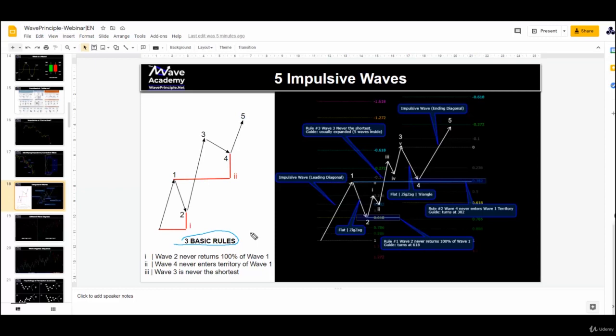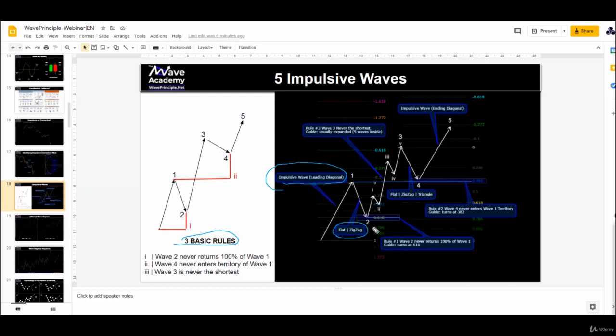Later on, we have many guidelines that you can use to make your trades even better. But be alert that they are only guidelines. That means that they don't always happen. They happen sometimes. For example, getting a leading diagonal at wave 1. Sometimes it shows up. Sometimes it doesn't. Wave 2 is always a flat or zigzag, never a triangle. If you see a triangle in wave 2, then you are watching wave B or 4.